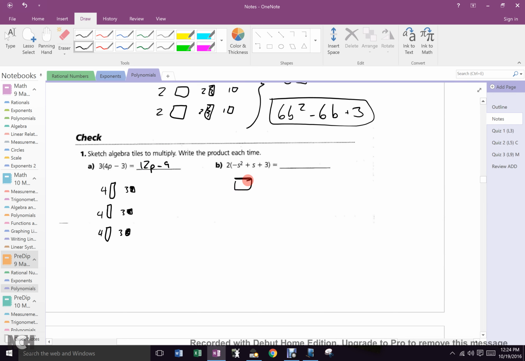Draw 1 big guy, shaded, 1 bar, unshaded, 3 little guys, unshaded. How many times do I got to do that? Twice. 1, 2, 3. What's the answer? Negative 2s squared plus 2s plus 6. Everybody good? Yeah. Good. Forget about them till your quiz.